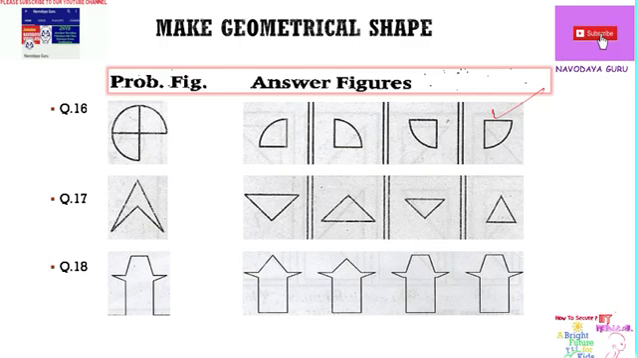Let's go to question number 17. If we join this line, then we get a particular shape which is a triangular shape. This base is a bit longer compared to these two other sides. So in option 2, this is perfectly matching.